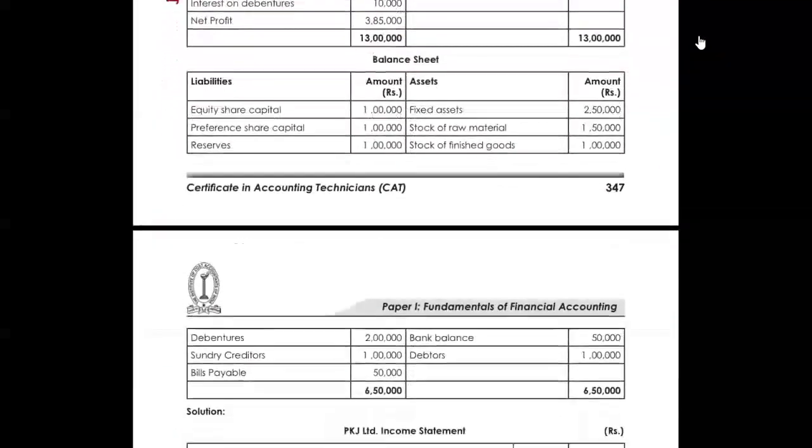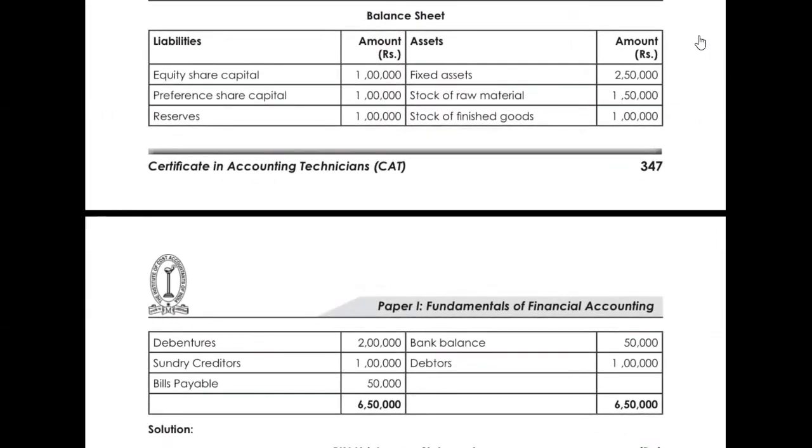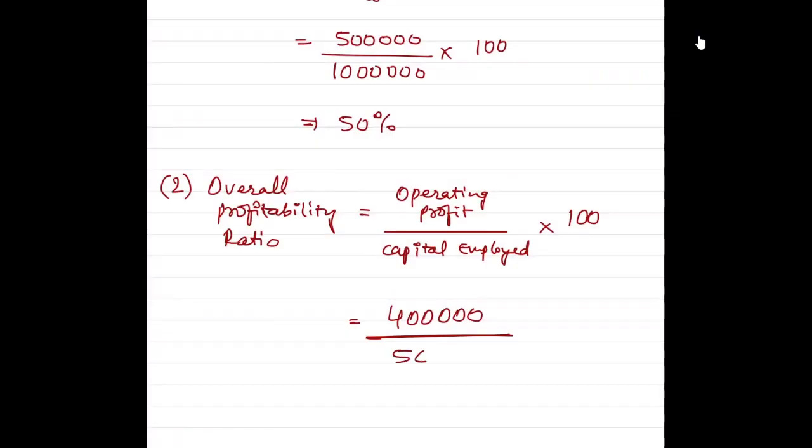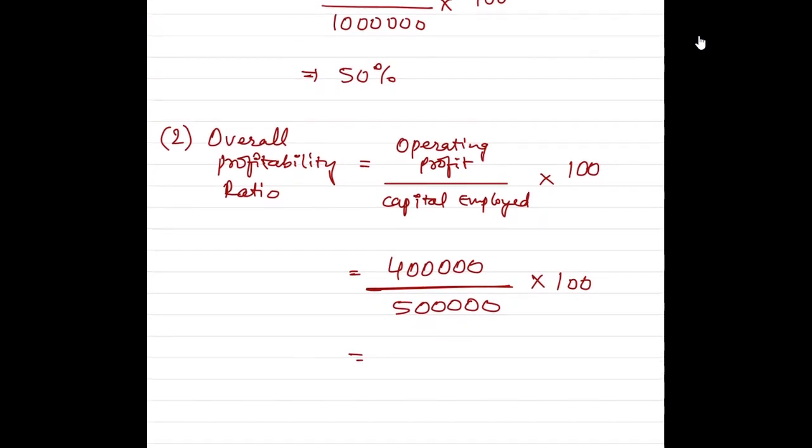So here you can see the capital employed is your equity share capital of 1 lakh rupees, then preference share capital of 1 lakh rupees, plus the reserves of 1 lakh rupees. That is the capital employed in the form of shares. But we have debentures also of 2 lakh rupees. So 1 plus 1 plus 1 plus 2. Total capital employed is 5 lakh rupees. So 4 lakh divided by 5 lakh multiplied by 100. The overall profitability is 80%.